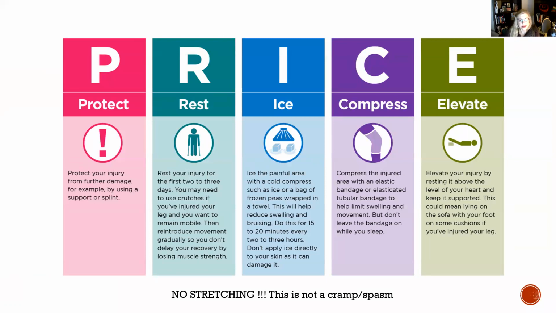Another one is ice, and we'll get to icing here in a moment. You want to also compress the area, which will hopefully prevent some swelling, as will the ice. And you also want to elevate. Notice that nowhere in here is stretching, because this is not a cramp or a spasm. This is an actual injury. A sprain or a strain is not a cramp or a spasm.